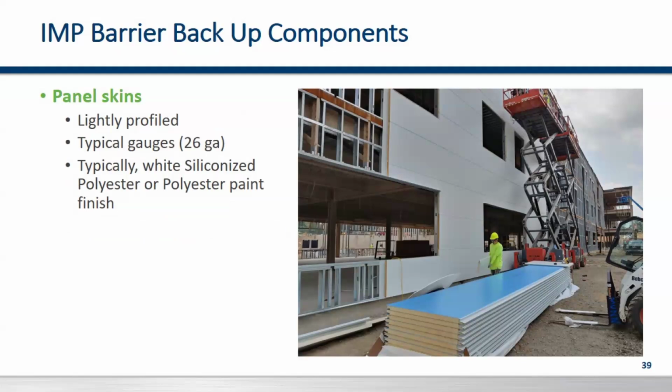So you would most commonly see 26 gauge on both sides. Some manufacturers might even use a 29 gauge. And for the paint finishes, in the metal industry you would normally see a Kynar or a Hylar paint finish, also known as a PVDF paint finish. But because the panels are not going to be exposed for the lifetime of the building, we would typically use a siliconized polyester or a polyester paint finish, which would help control cost.